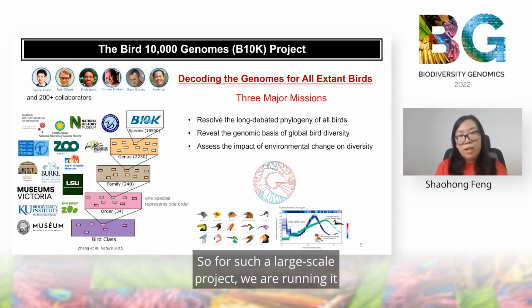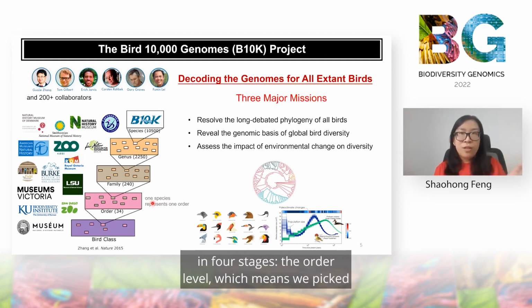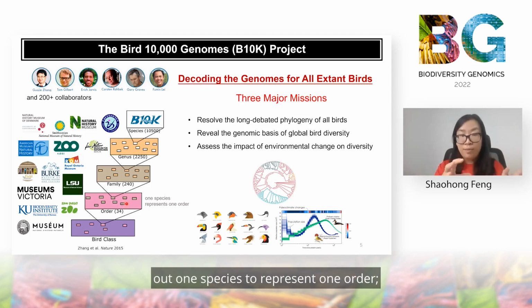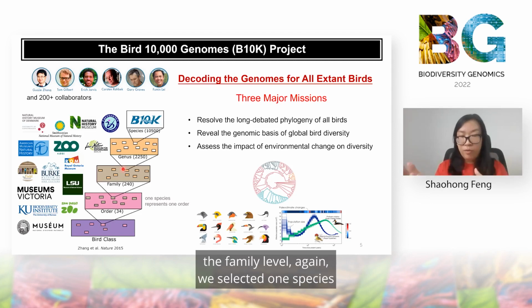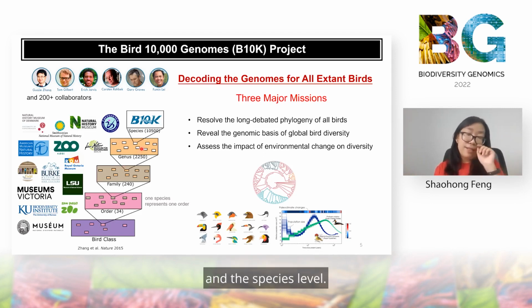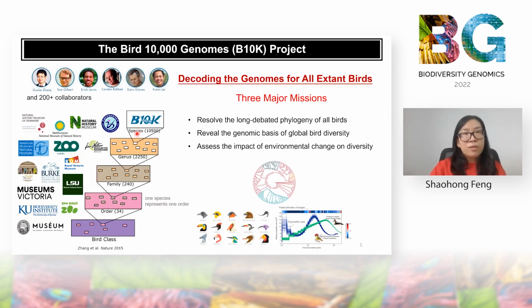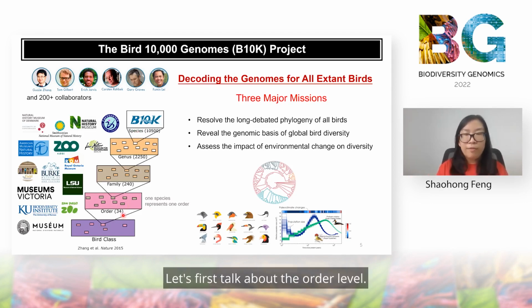For such a large-scale project, we are running it in four stages. The order level, which means we picked one species to represent one order. The family level, where again we selected one species to represent one family, and also the genus level, and at the end, the species level. So let's first talk about the order level.